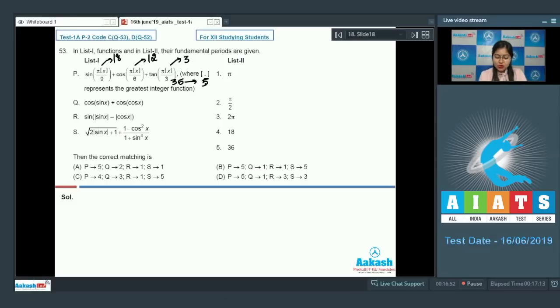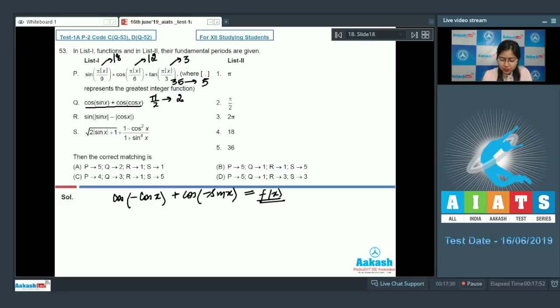Now next is cos of sin x plus cos of cos x. It's a very standard function, right? For this, let's put x as x plus pi by 2. So we will get cos of sin of x plus pi by 2, that is minus cos x, plus cos of x plus pi by 2, that will be minus sin x. But cos of minus theta is equal to cos theta itself. So it is again equal to the given function, that is f(x). So we can say that its period is pi by 2, which means that the correct answer is option number 2.